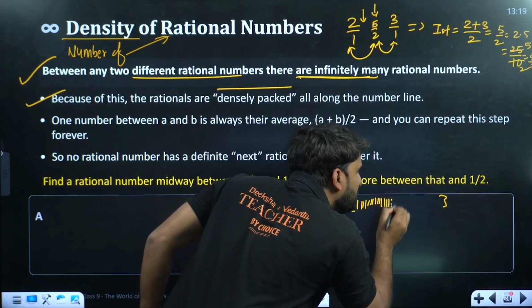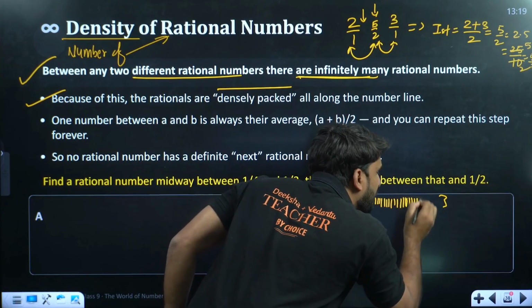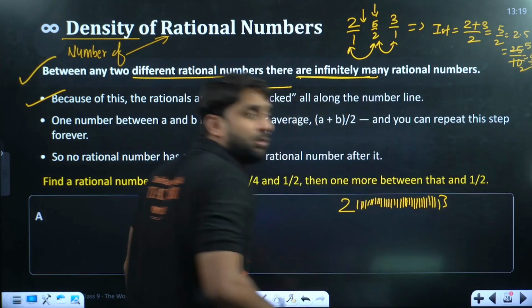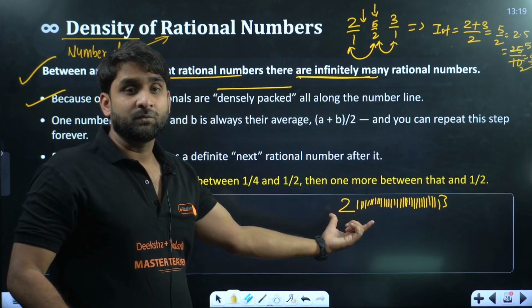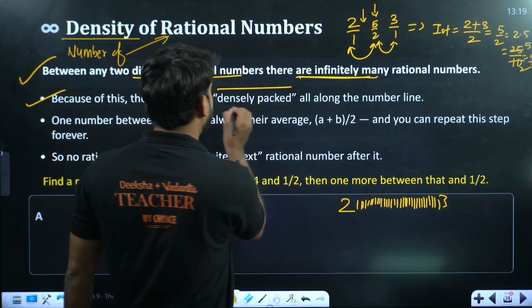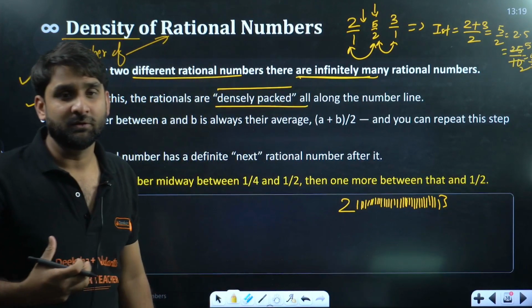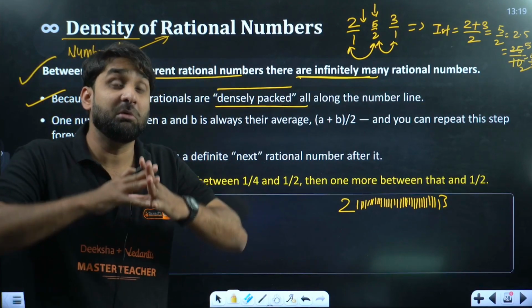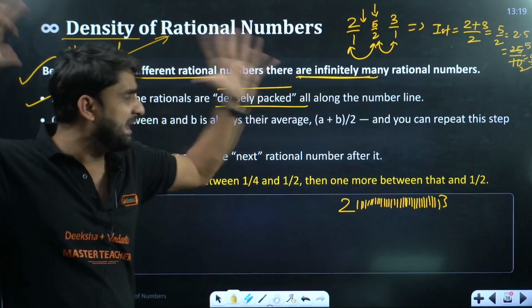So many rational numbers will be there. Look at the crowd. Oh my God, look at the crowd. A huge crowd is there, and that is why we are calling it densely packed. So between two rational numbers, there will be infinite rational numbers.